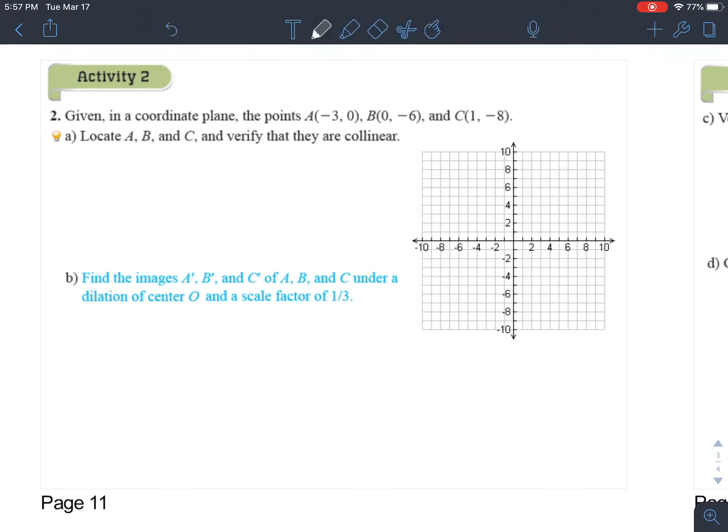Now that you are done, what you should have is, you should have drawn the 3 points. So there's (-3, 0) for A. B is (0, -6). C is (1, -8). So there's the 3. We're supposed to verify that these are collinear. So again, earlier I had shown you that if they are collinear, they are supposed to have the same slope. So I'm going to go ahead and just connect A, B, and C. Well, I suppose that gives away that they are collinear.